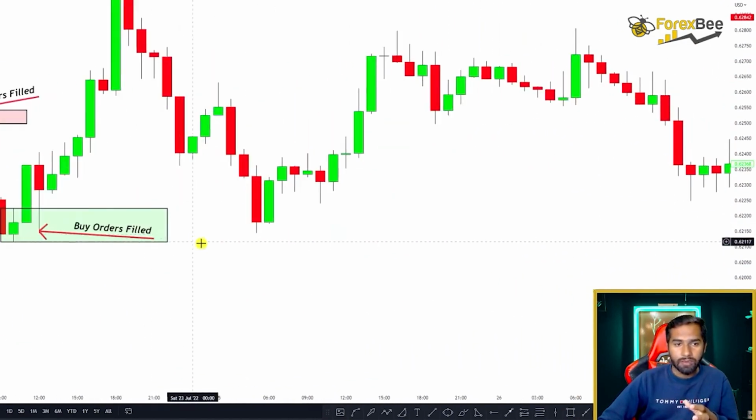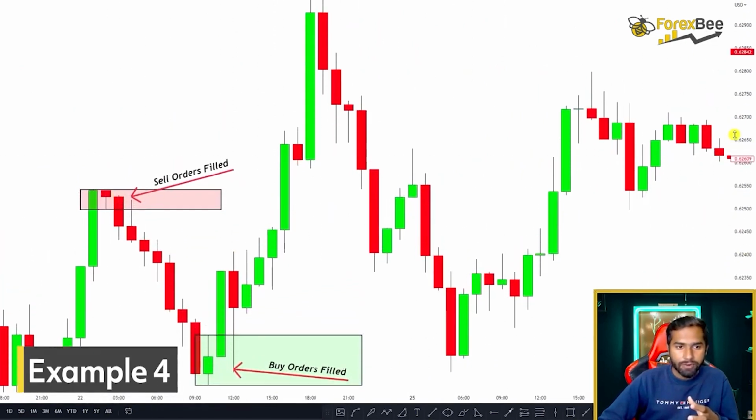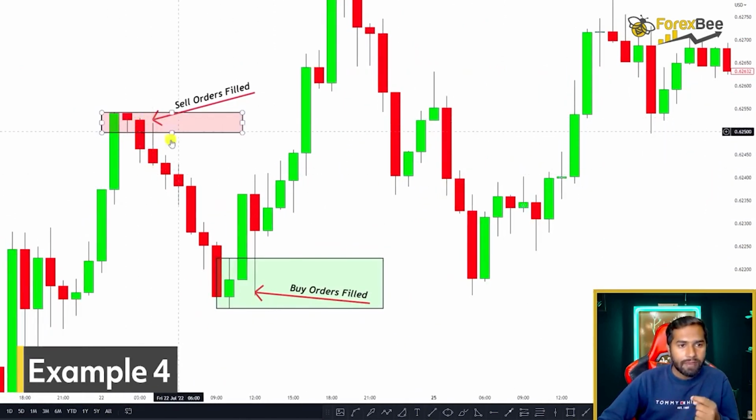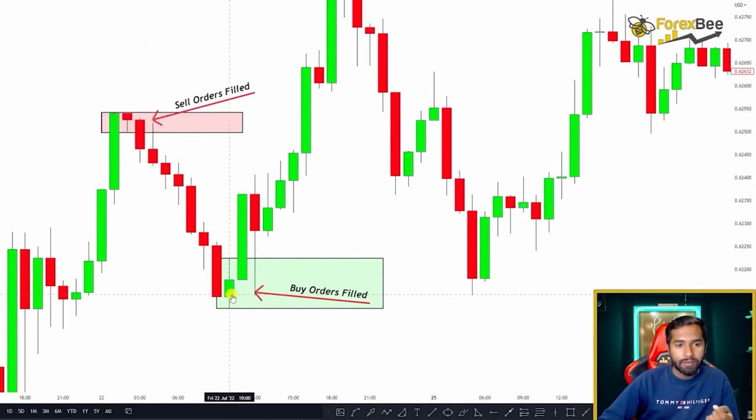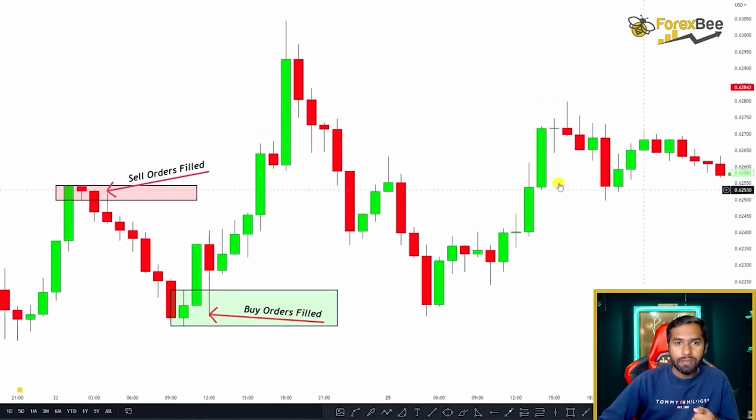Now if we keep looking forward, you can again see that at this supply zone, the orders are filled right away in the very next candle, and then the market gave this impulsive bearish move. And in this demand zone, the market picked the pending orders from the very next candle, and then again gave this big bullish move in the bullish direction.